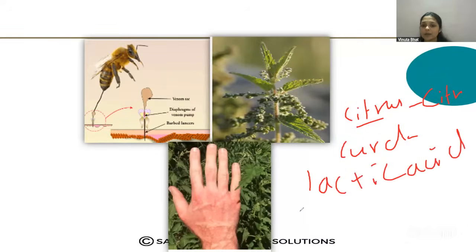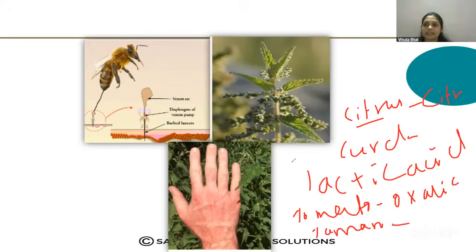And in tomato, oxalic acid is present. And in tamarind, it contains tartaric acid. Tartaric acid is present.